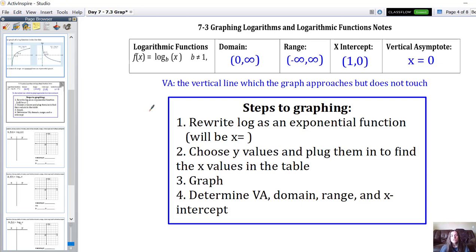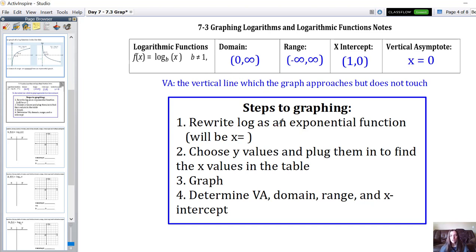So for these situations, our domain is going to be from 0 to infinity, and our range is going to be all real numbers. We're always going to have an x-intercept at (1, 0), so that's always where our graph in these situations will cross the x-axis. And we will always have a vertical asymptote this time. Instead of horizontal, it's vertical. A vertical asymptote at x equal to 0. Just like with a horizontal asymptote, the vertical asymptote is a vertical line that the graph approaches but never actually touches.